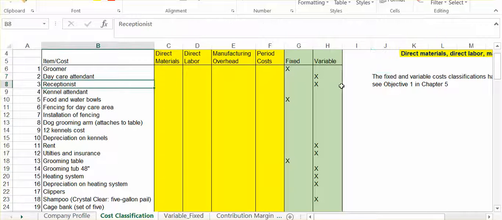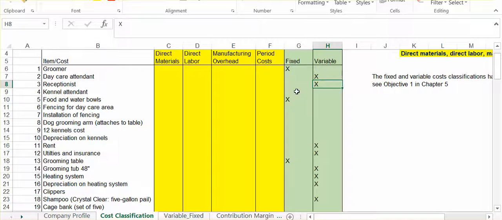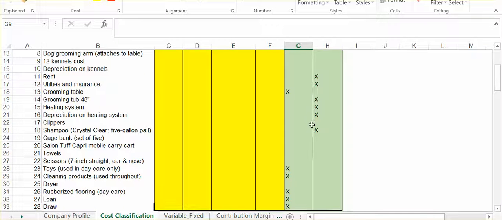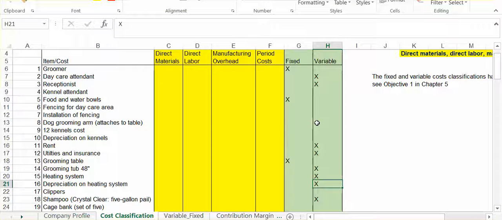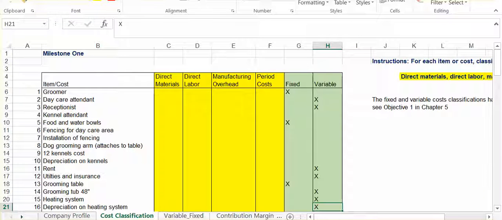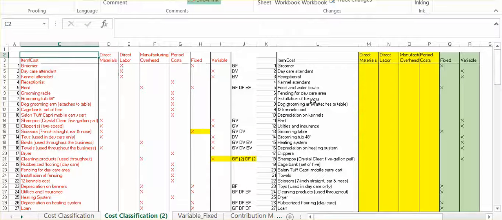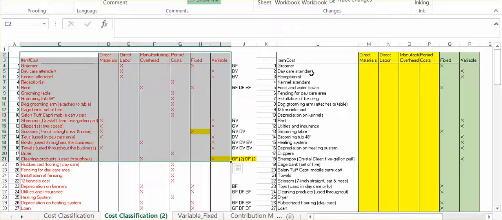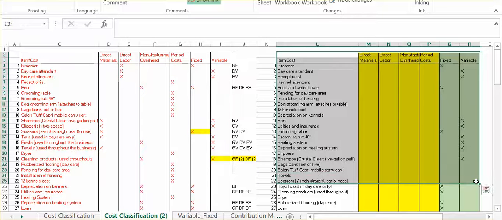But when I look at receptionist as a variable cost, I didn't think that was right. Depreciation as a variable cost. So then what I did was I looked at the solution. I pulled up the solution and put it side by side. The solution I put in red on this side, the exemplar, with the student version.